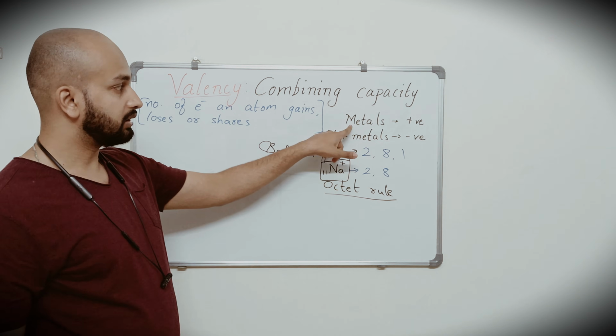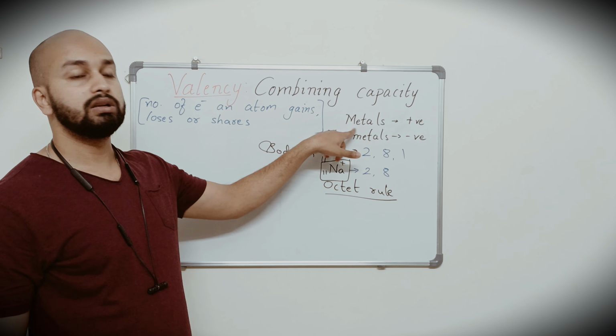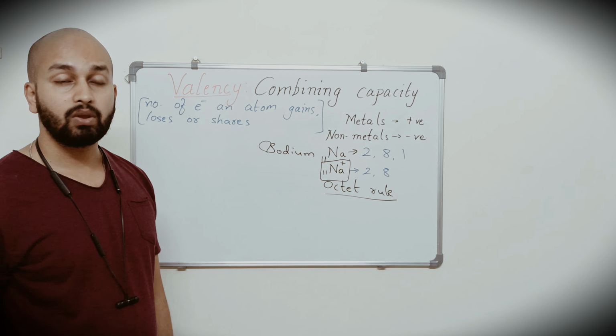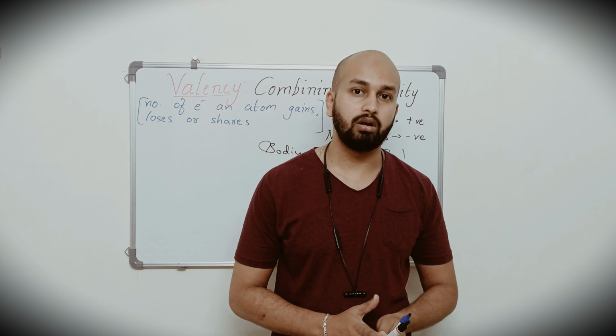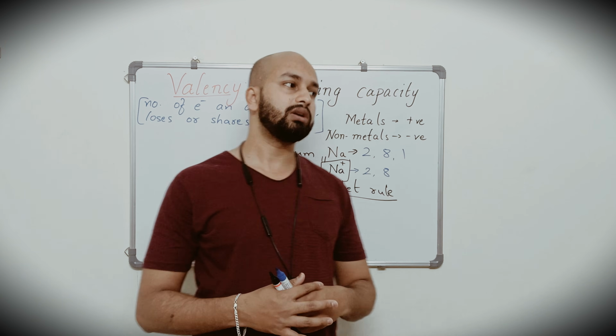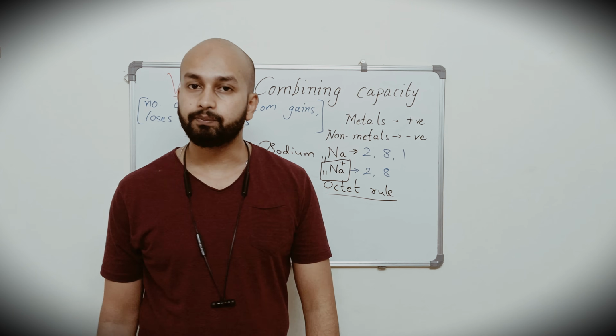That is what I have mentioned here. Metals will have a positive valency. Why do they have positive valency? Because they have the tendency to lose electrons. Why do they want to lose electrons? To attain stability according to the octet rule.